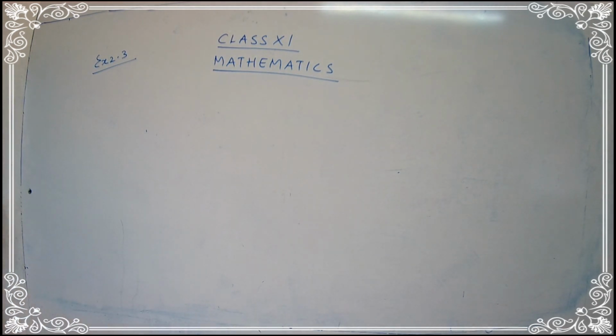Take down your classwork, children. Write down today's date. Write exercise 2.3. I hope you are ready with your date and you are ready with the exercise number. Write down the first question. Write down the first question from exercise 2.3.